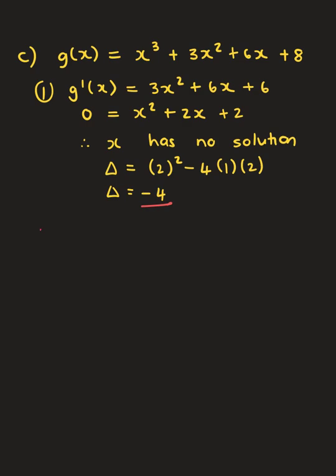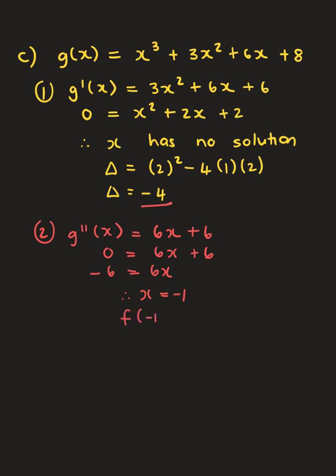Right, question 2. What's up? They want us to determine the point of inflection. Okay, so we need to find the second derivative. So that's going to be 6x plus 6. We've got to let the second derivative equal 0. So negative 6 will be equal to 6x. So x is negative 1.